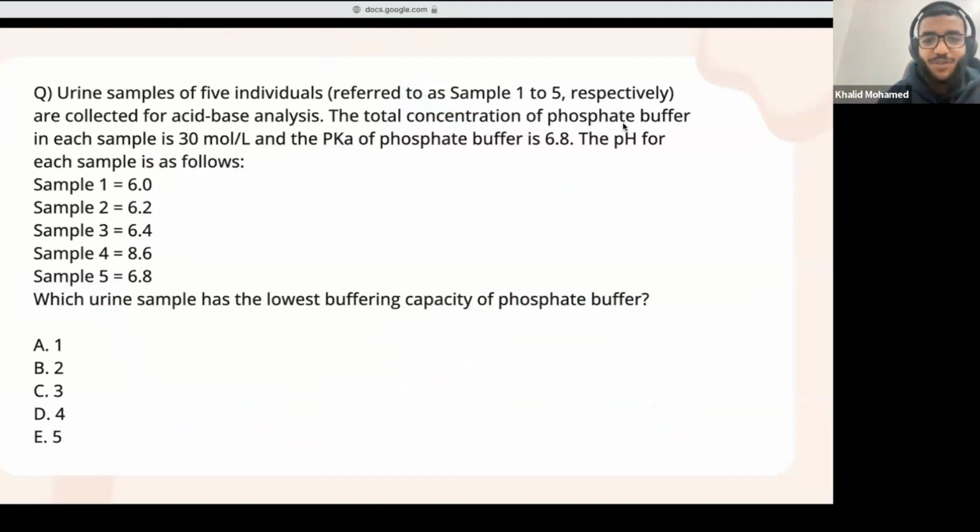Urine samples of 5 individuals are collected for acid-base analysis. The total concentration of phosphate buffer in each sample is 30 moles per liter, and the pK of phosphate buffer is 6.8. The pH for each sample is as follows. We can see the samples. Which urine sample has the lowest buffering capacity of phosphate buffer?